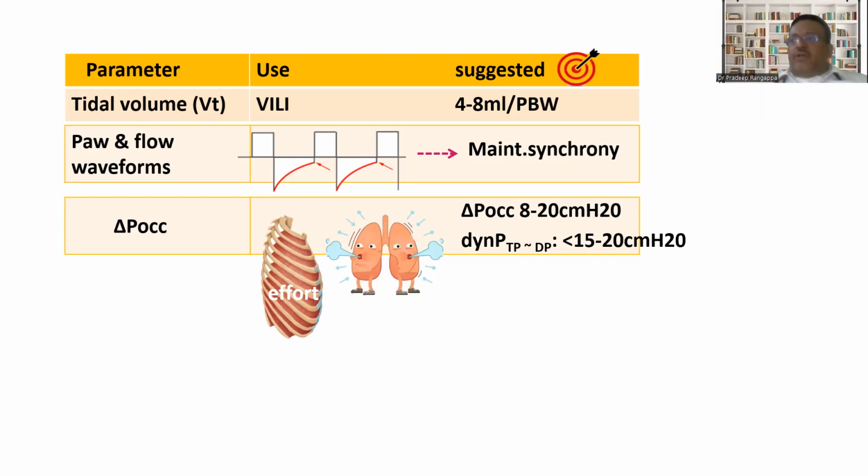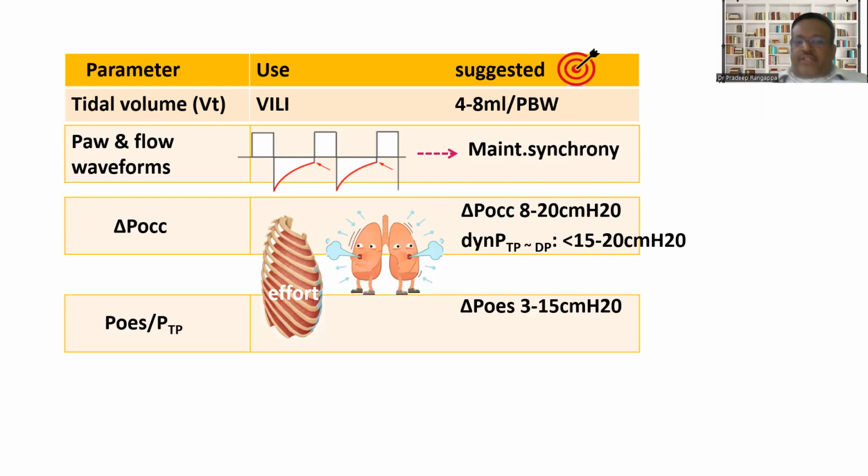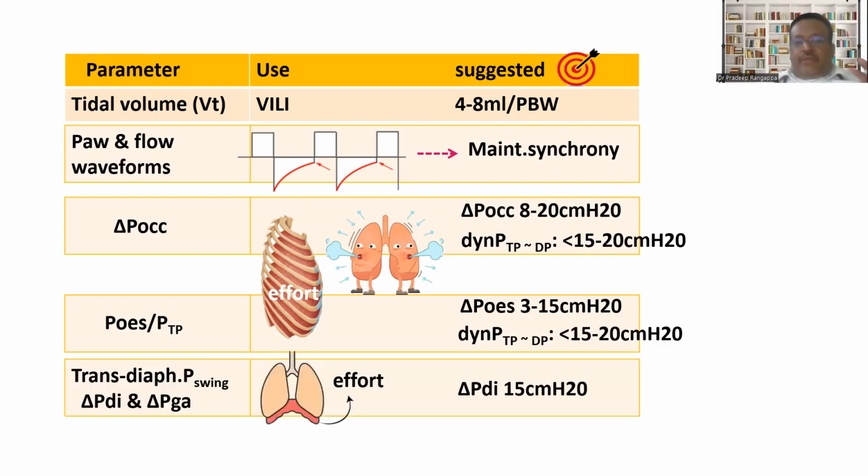So it's easy for you because you know driving pressure has to be less than 15. Most other pressures, whether you call it transpulmonary driving pressure, or esophageal pressure, or transpulmonary pressure, in a very simplified format for all the trainees, should be around 15. So if you remember the number 15 to 20, it should be around that range. And dynamic transpulmonary driving pressure also should be less than 15 to 20.